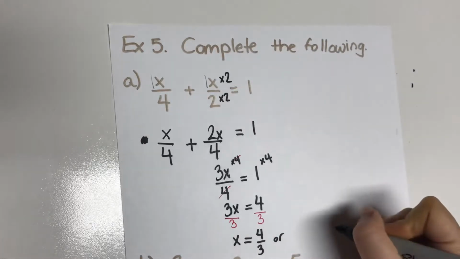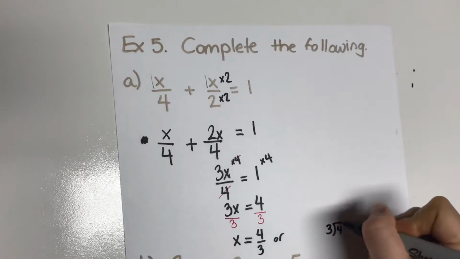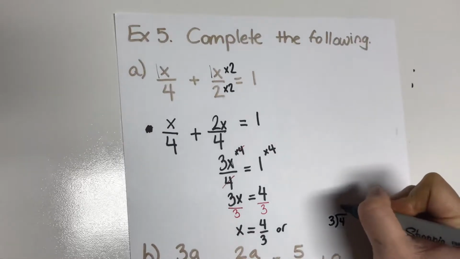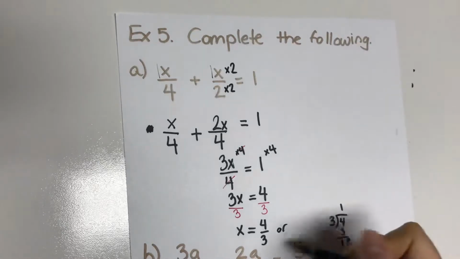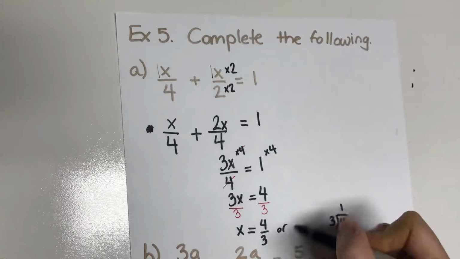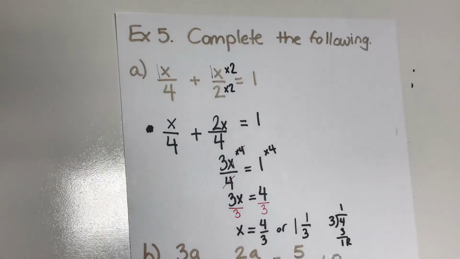Or I can think of it like 4 divided by 3, so 3 goes into 4 once. 1 times 3 is 3. Remainder is 1. So my whole number is 1, my remainder is 1, and my denominator is 3.